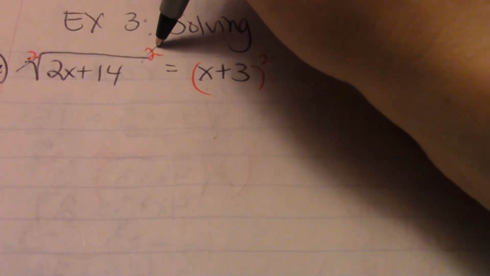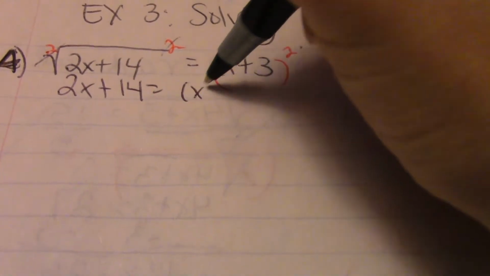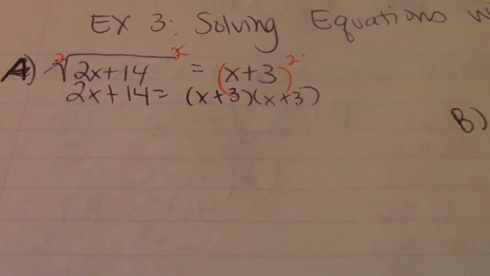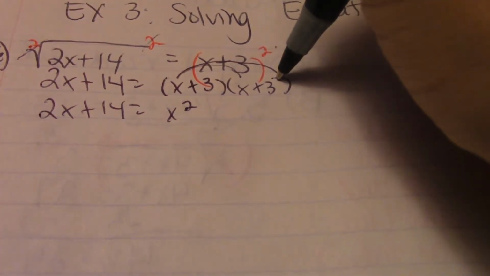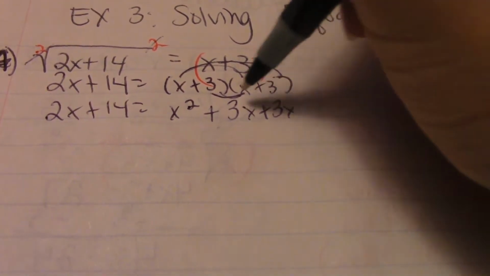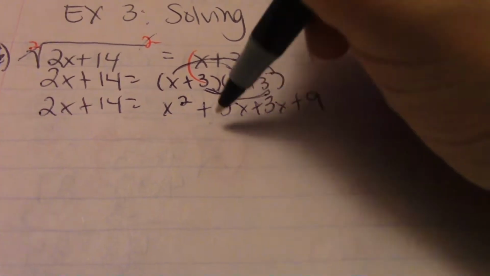So remember, these 2's cancel, and we're left with 2x plus 14. Now, on the other side, because that's parentheses and that's a 2, I need to write that x plus 3 twice. And now I need to FOIL this. So we have 2x plus 14, and if I FOIL this, x times x makes x squared. X times 3 makes 3x. 3 times x makes another 3x. 3 times 3 makes 9. I'm going to combine my like terms. 2x plus 14 equals x squared plus 6x plus 9.